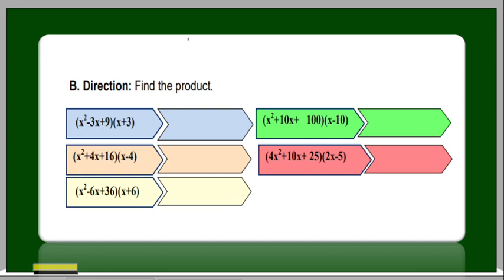Ano yung sinabi ko? We have only 2 processes or steps in getting the product of a trinomial multiplied by a binomial. Find the cube of the first and the cube of the second term. Ganun lang siya kadali.